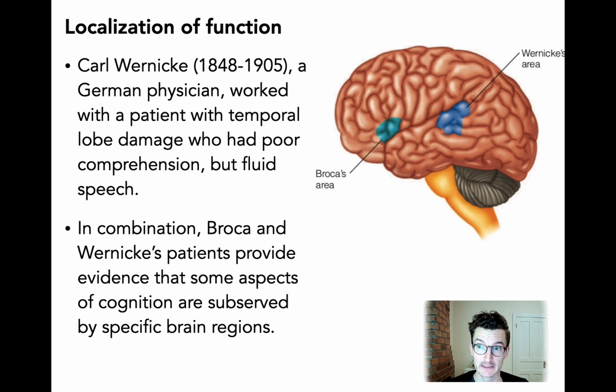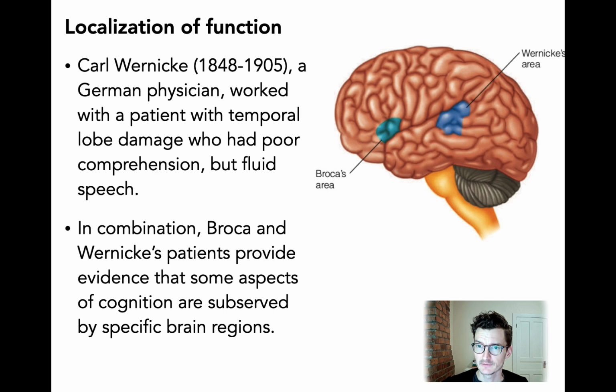Shortly after Broca reported the case of patient Tan, Karl Wernicke, a German physician, reported the case of a patient who had damage in his left temporal lobe, and he had really poor comprehension of speech, but fluid production. So here we're seeing kind of like the opposite problem to Broca's patient. Damage in a different brain area results in poor comprehension, but still fluid production of speech. So if we put these two patients together, we actually have what we call a double dissociation.